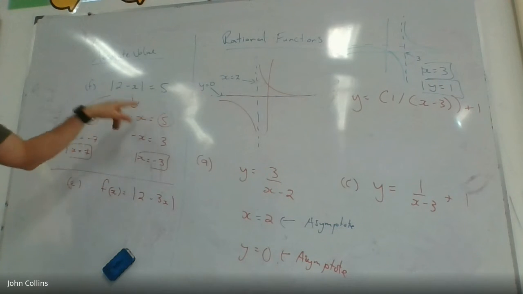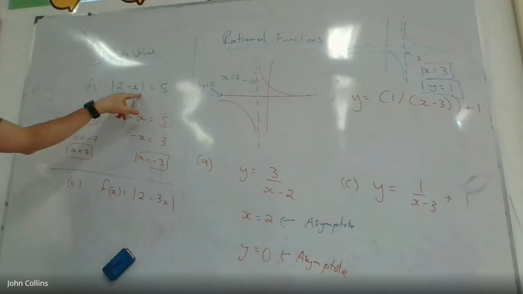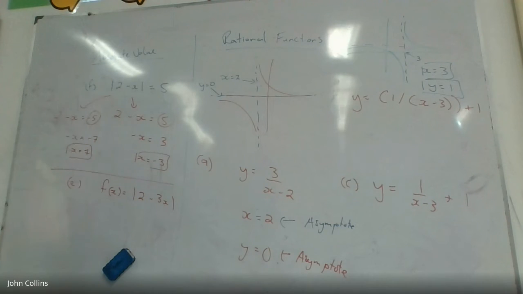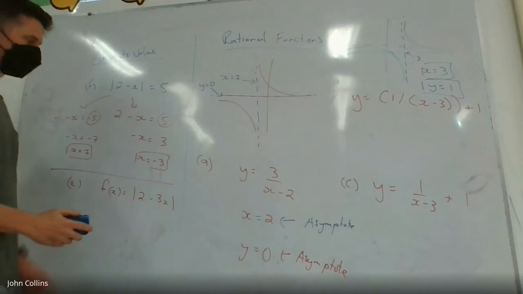Positive and negative 5. Absolute value brackets automatically turn an answer positive. So the answer could have been negative 5, but it's been turned positive. That's one way of looking at it. Absolute value is either plus or minus. It always makes it plus. Yes? Is this still absolute value? Yeah, so this is absolute value.